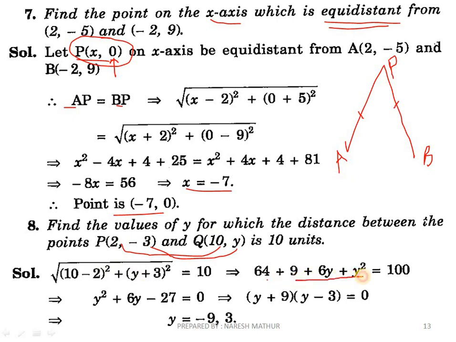So we will expand it by the (a plus b) whole square identity. Taking the square on both sides, 10 will become 100. Now we have a quadratic equation. Just solve it and get the value of y. So we have two values of y, minus 9 and 3. So two possible values of y are minus 9 comma 3.